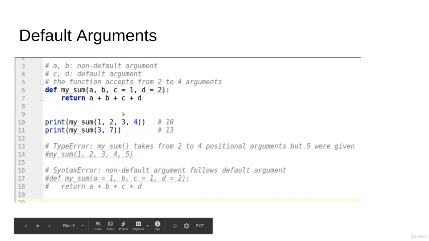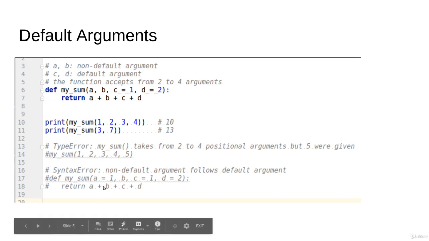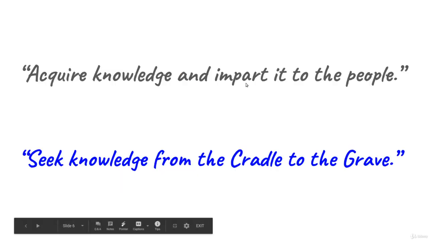In other words, once you define your first default argument, every argument after it must be a default argument. So when I define here C equal 1, the D must be a default argument also. Otherwise, the interpreter will not know how to assign these values. So once you define a default argument, every argument after it should be a default argument. In our case here, we defined the A with a default argument, but B isn't a default argument. So this is going to create a syntax error. That's all.